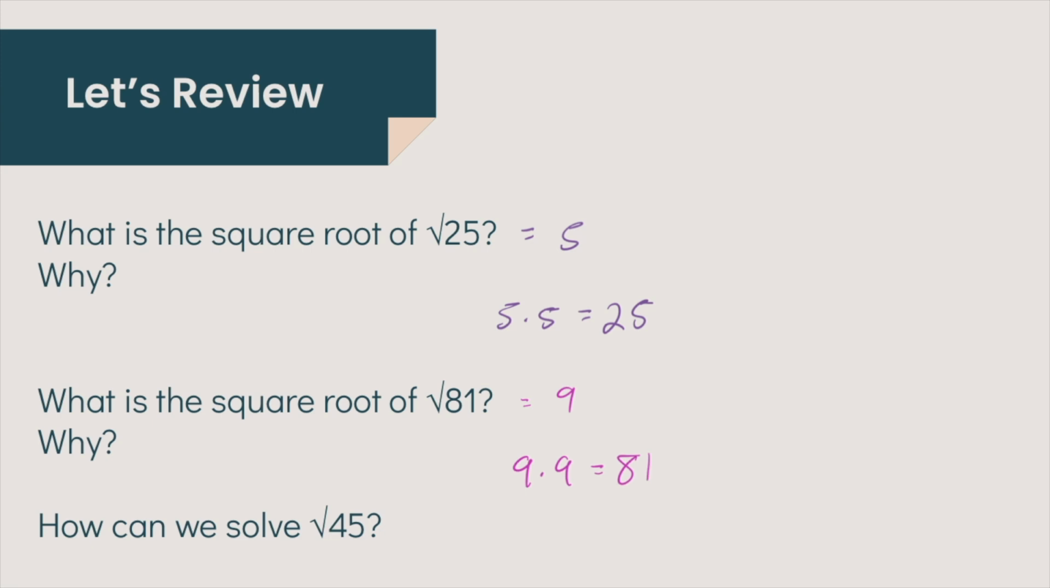But how could we solve the square root of 45? Because that's not a perfect square. We don't have two numbers that can multiply to each other. Today we're going to learn how to do just that. So let's go ahead and take a look at our rules.